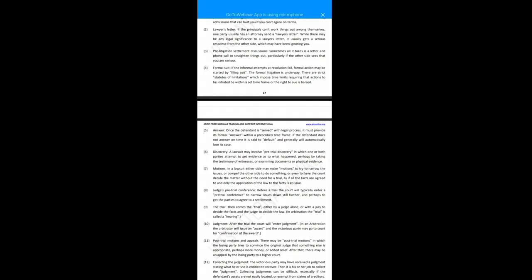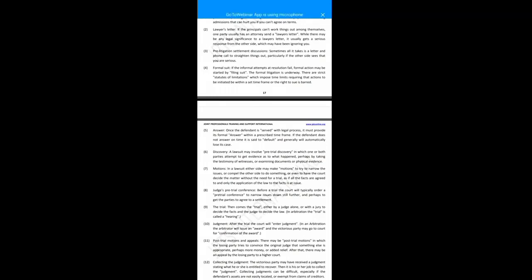Now, after the trial, the court will enter the judgment, and after that, post-trial motions and appeals can be made, in which the losing party tries to convince the original judge that something else is appropriate, perhaps more money or added relief. After that, there may be an appeal by the losing party to a higher court.